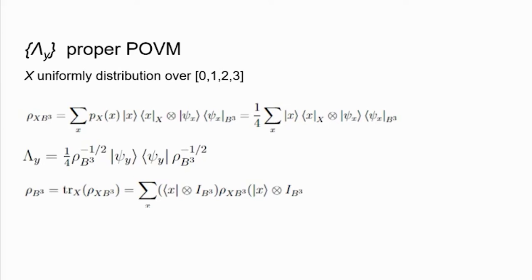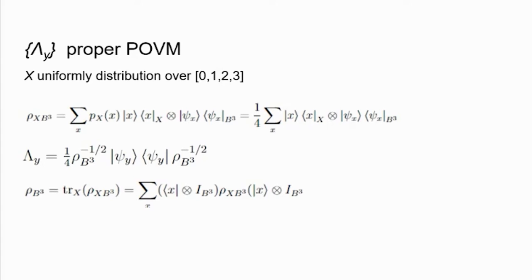And the assignment said that lambda y is defined as in the second formula. So to calculate lambda y, we need to know rho b cubed, which is defined as the partial trace of rho xb cubed. And to calculate the trace, there's also a general formula for that, which I've written down on the third line, the third equation.